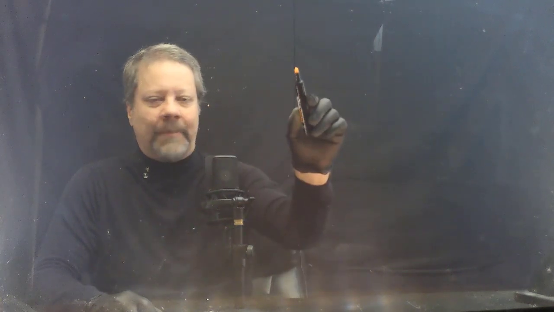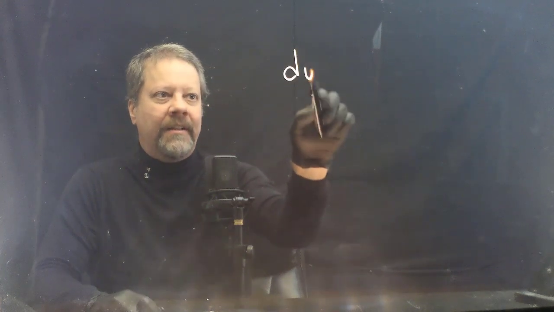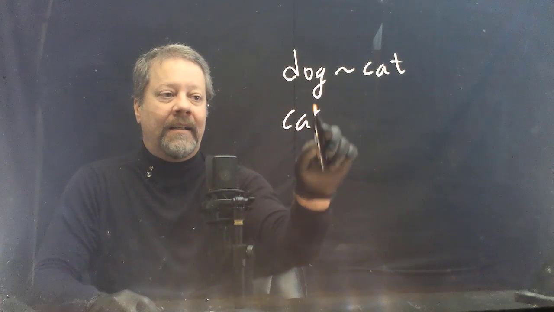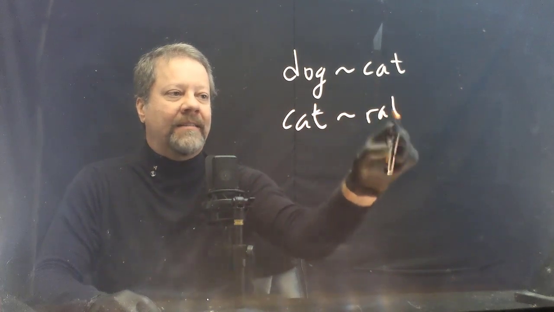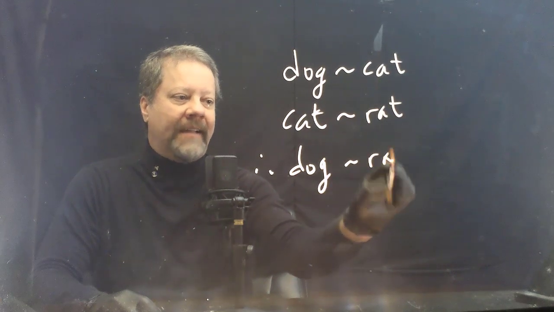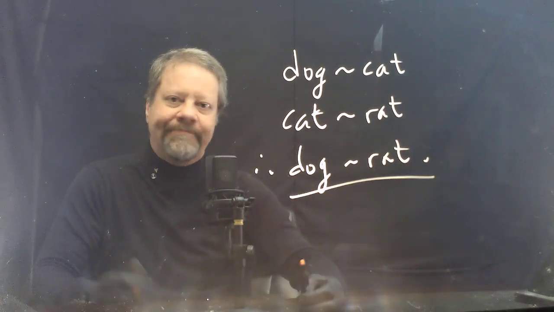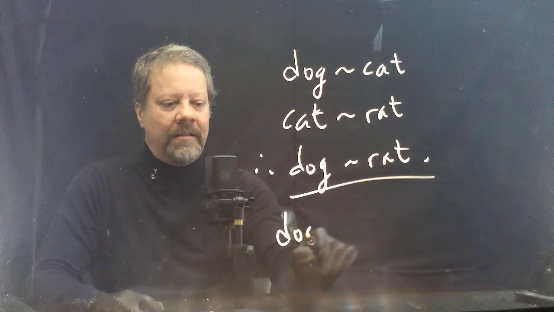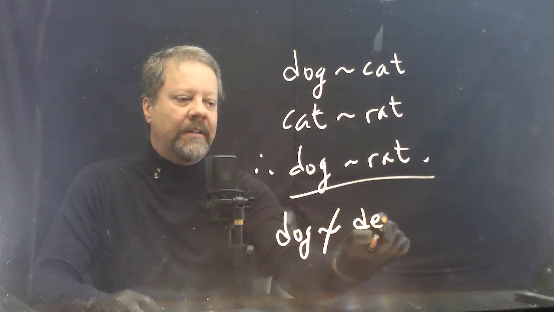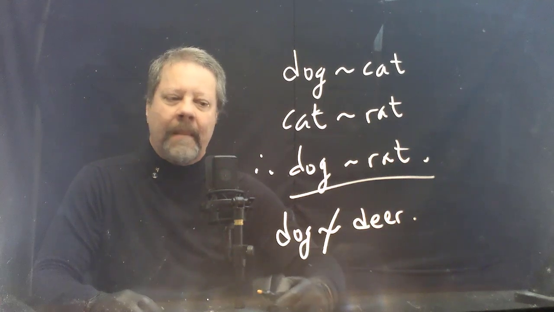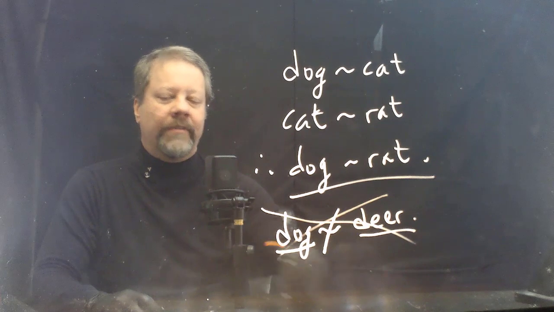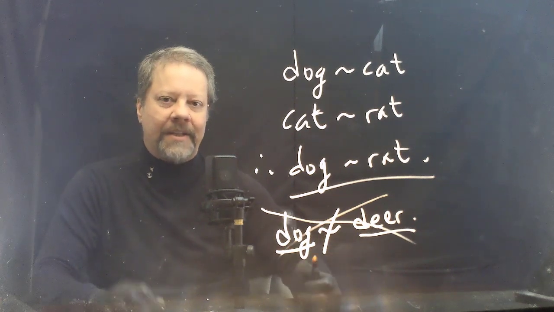So you can see as an application of the last equivalence relation that dog is equivalent to cat, and cat is equivalent to rat, and therefore dog is equivalent to rat by transitivity. But dog is not equivalent to deer. This has length 4, this is length 3. They're not equivalent according to the equivalence relation of same lengths.